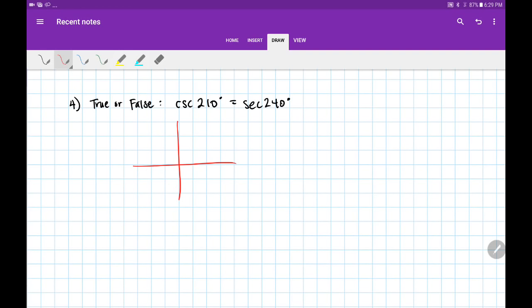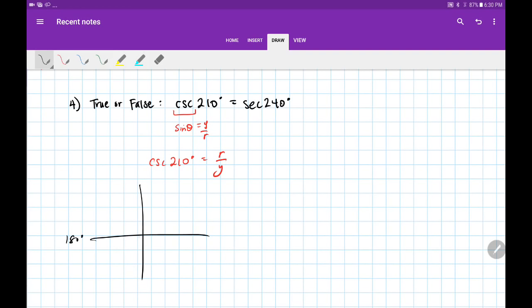So, step one, let's write our formula. Cosecant is the reciprocal of sine theta. And if sine is y over r, then cosecant is going to be r over y. So we wrote our formula. Now let's draw our angle.